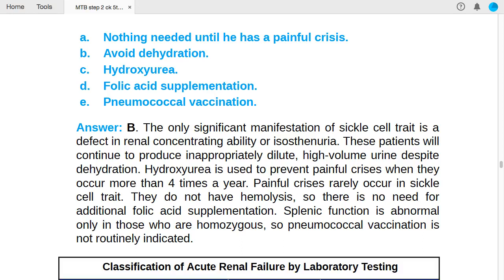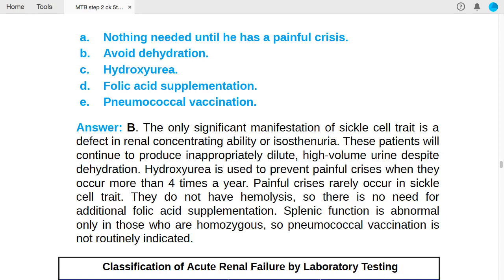Hydroxyurea is used to prevent painful crises when they occur more than 4 times a year. Only then can you go for medical treatment with hydroxyurea. Why do we give hydroxyurea? To prevent painful crises if they are occurring 4 times per year. Now, painful crises rarely occur in sickle cell trait. They do not have hemolysis, so there is no need for additional folic acid supplementation. We are not going to see hemolysis in sickle cell trait patients, so we are not going to advise folic acid. Actually, we are excluding all the rest of the choices for this question.